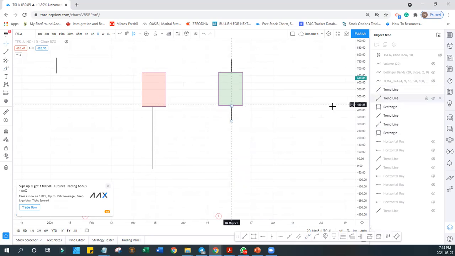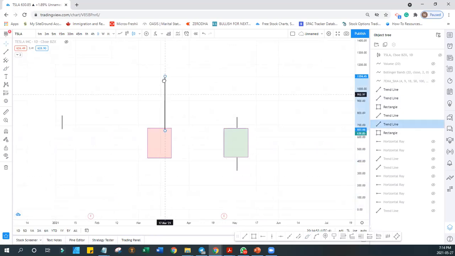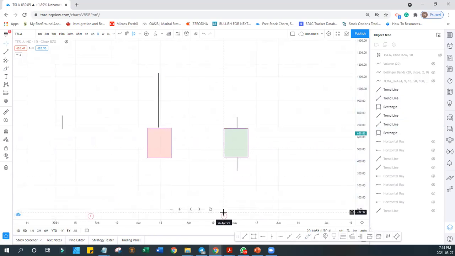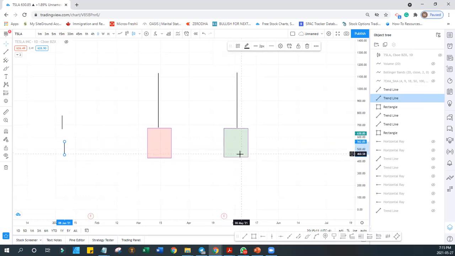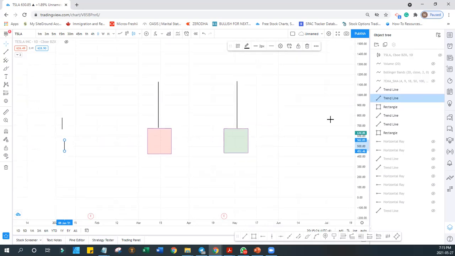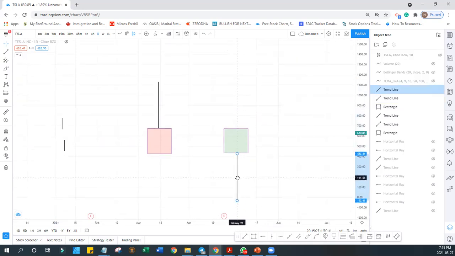And if the stick is here, who is in control? Bears. Yeah, bears are in control. And who is in control in the green candle? This candle, the green candle. Who is in control? Bulls or the bear? Bears are in control. Yeah, that's good.